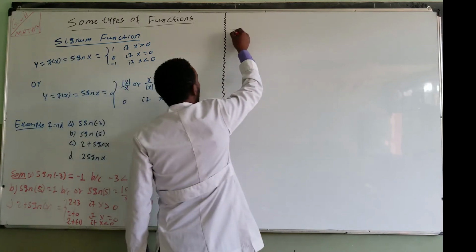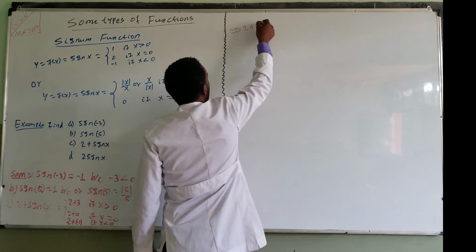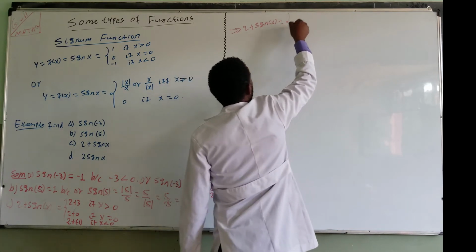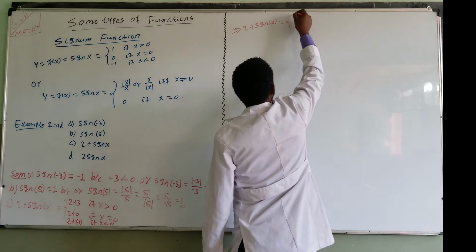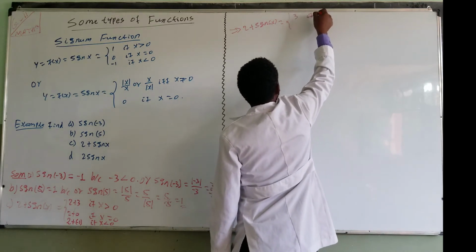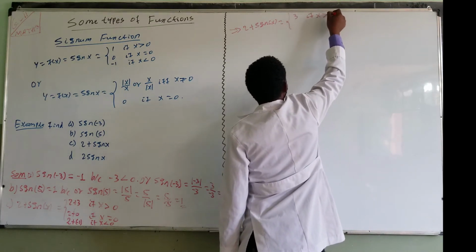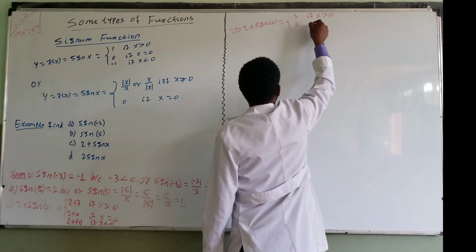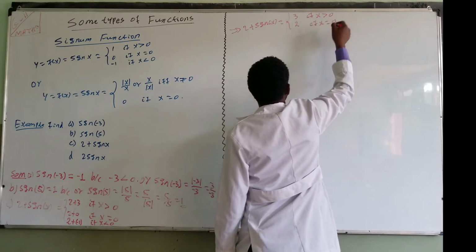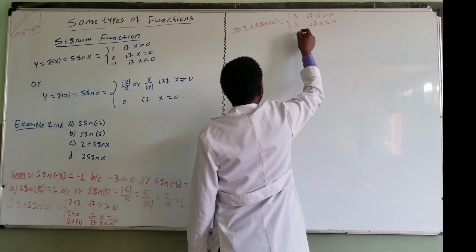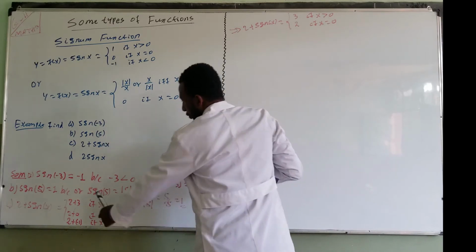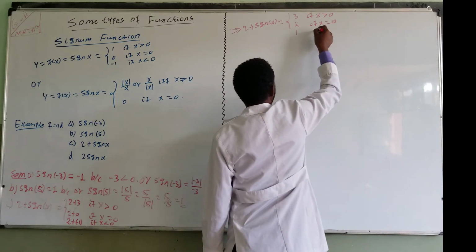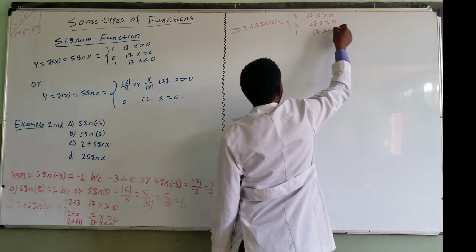Therefore, this implies that 2 plus signum x is equal to 3 if x is greater than 0, and 2 if x is equal to 0, and 2 plus negative 1 means 2 minus 1, which is equal to 1 if x is less than 0.